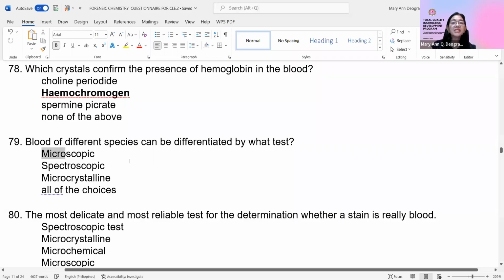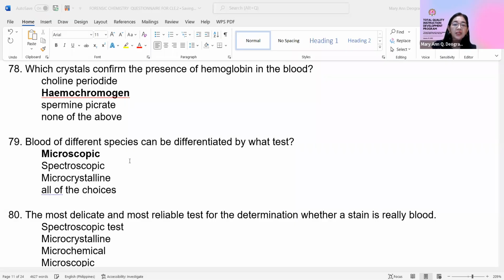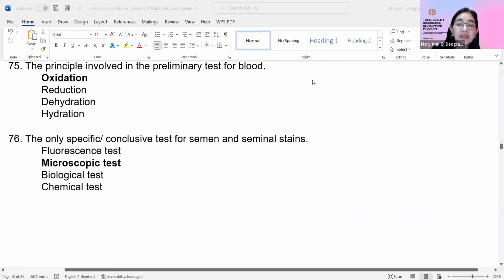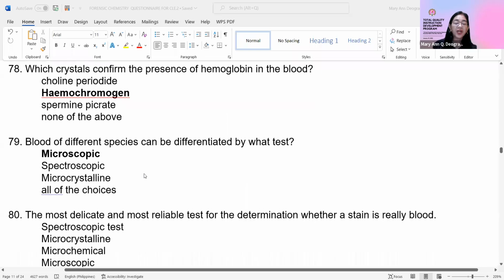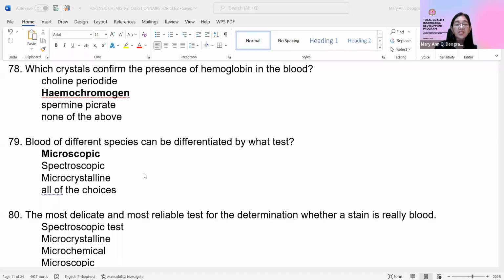So, from the criminalistic standpoint, microscopic pa rin. Okay, so dito, from the criminalistic standpoint, microscopic examination is used to differentiate whether a stain or whether blood is of human or mammalian, avian, piscine, or a reptilian blood. And for the mensuration investigation of blood corpuscles, it's the microscopic examination.